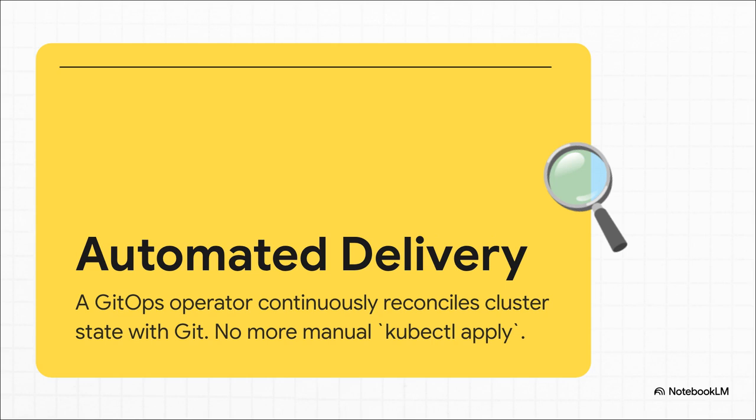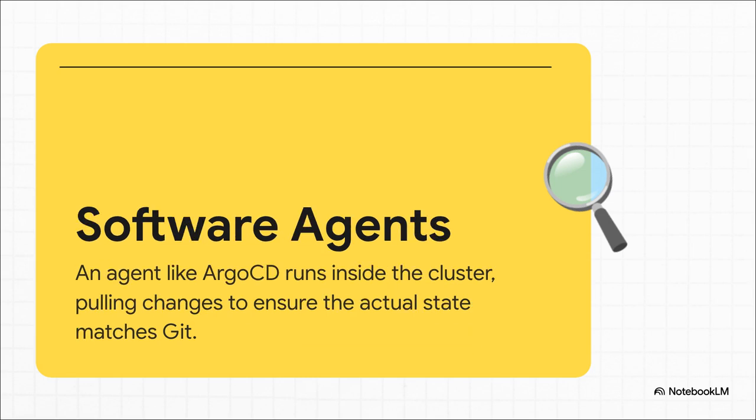The system just takes it from there. Software agents automatically grab that new blueprint and apply it to your live environment. This completely gets rid of that risky manual step that caused our disaster story in the first place. And finally, the 4th pillar, this whole thing is managed by software agents.